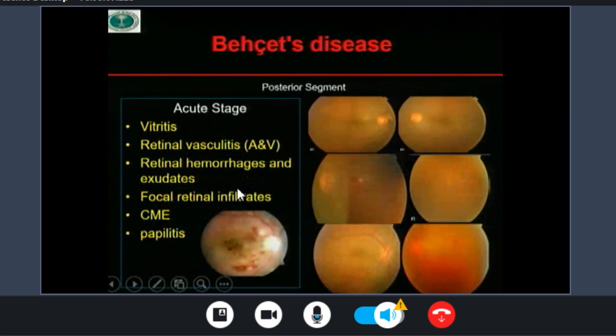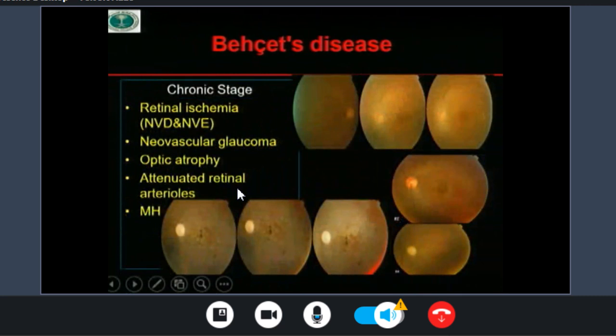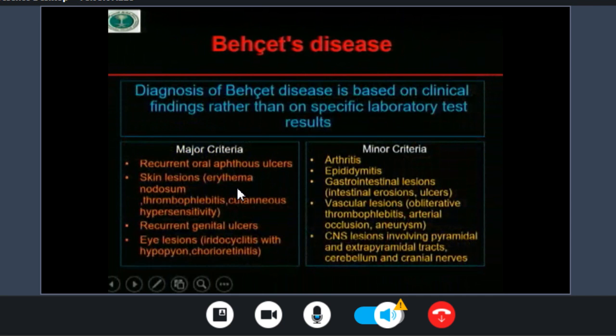Posterior segment involvement in the acute stage might show vitritis or posterior hypopyon, retinal vasculitis involving arteries and veins, retinal hemorrhages and exudates, focal retinal infiltrates, cystoid macular edema, and papillitis. In the chronic stage, patients might have retinal ischemia and neovascularization at the disc or elsewhere, neovascular glaucoma, optic nerve atrophy, as you see in this patient, attenuated blood vessels, and macular hole with chronic cystoid macular edema complications. Diagnosis of Behçet disease is based on the clinical findings rather than any laboratory test.